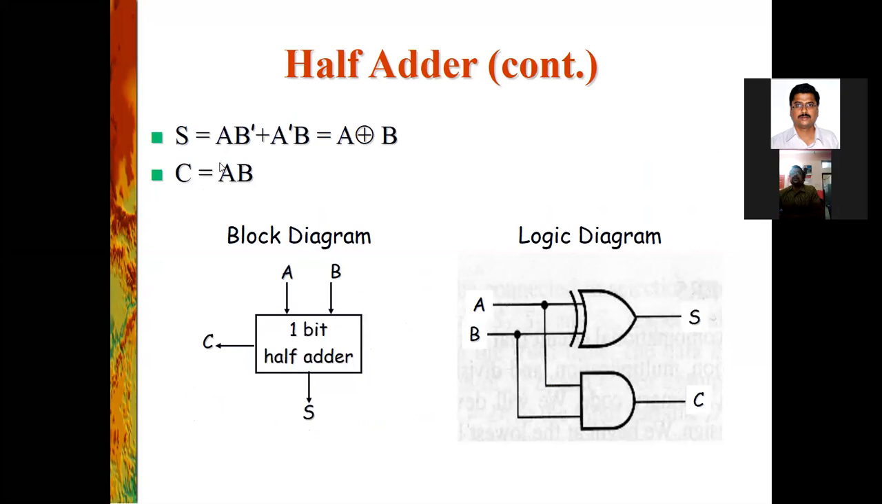So this is the same thing I am taking. S is equal to sum, which is called as A into B bar plus A bar into B, which can be written as A XOR B. Similarly, C is equal to what? A into B, which is an AND gate.